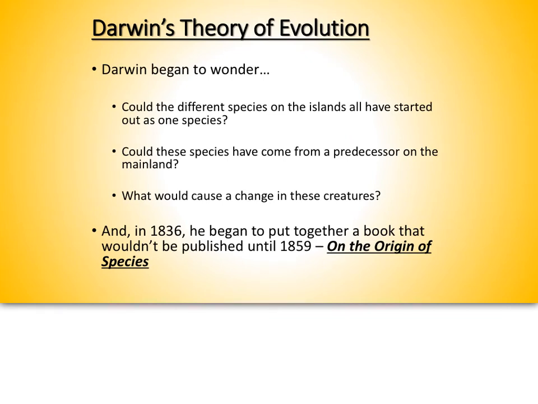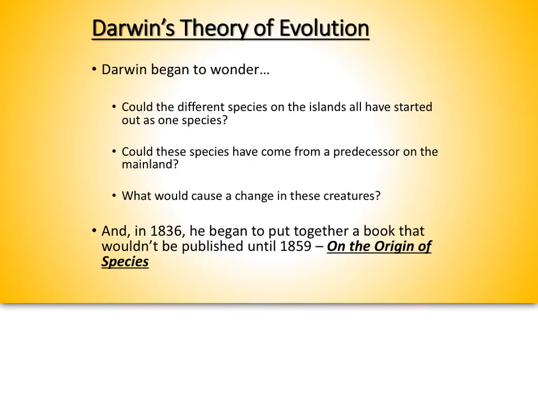So, first thing he asks, could all the different species have started out as one and then separated into different species somehow? Second thing he asks, could they have started out as one that came from the South American mainland and then differentiated once it was on the islands? And then ultimately, if that is something that happened, how did that happen? What could cause this sort of change in things?